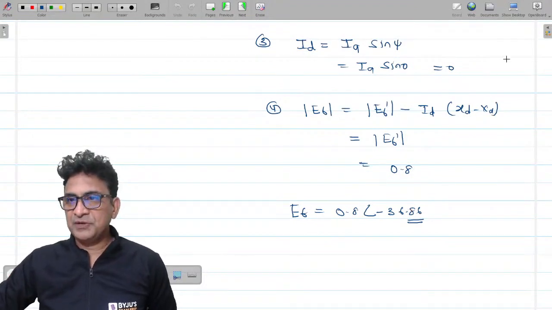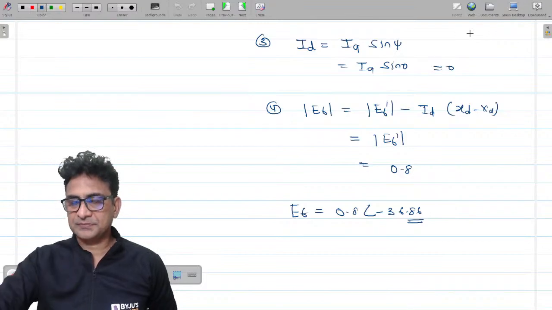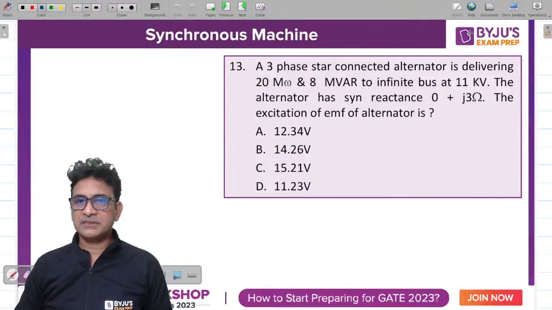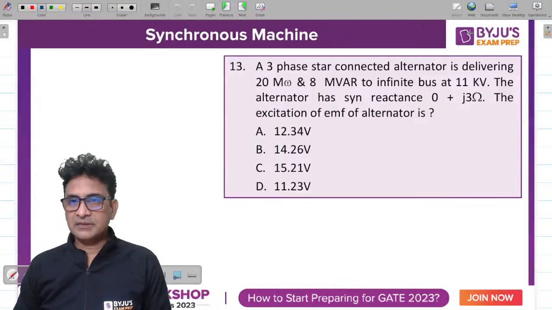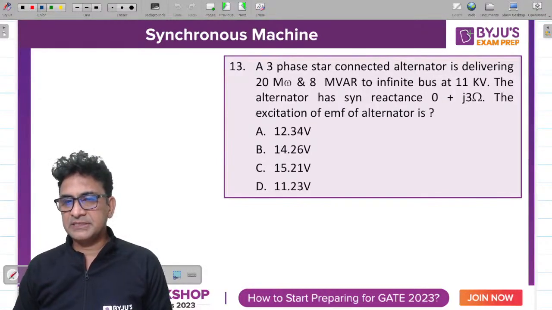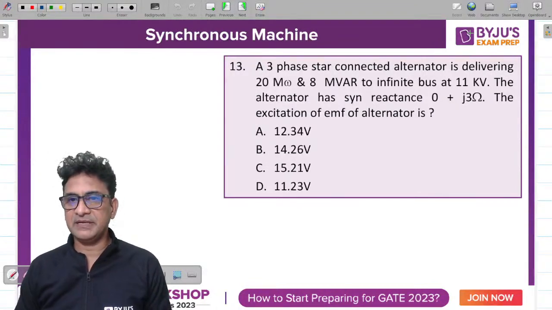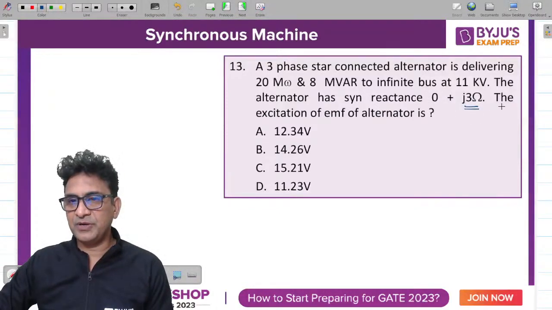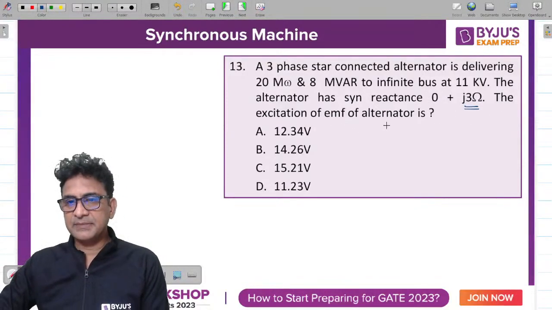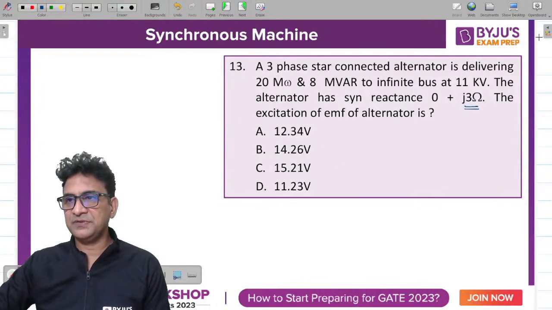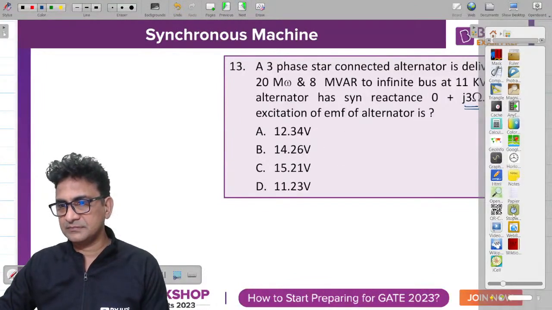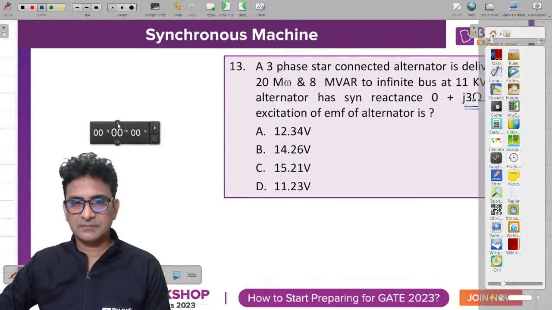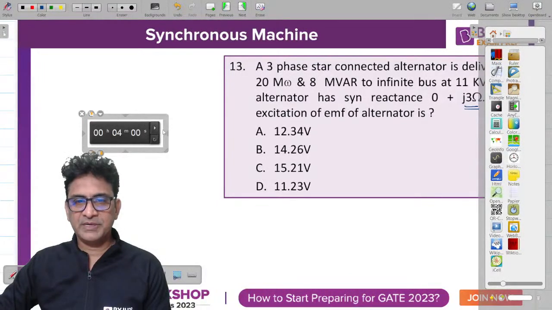Okay, now moving to the next question. This is question number 13. A three-phase star-connected alternator is delivering 50 megawatt, 20 megawatt and 8 MVAr to an infinite bus at 11 kV. The alternator has a synchronous reactance of j0.3. What is the value of the excitation EMF, EF? You have 4 minutes to solve this question.